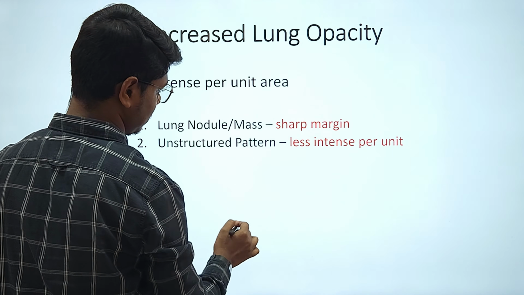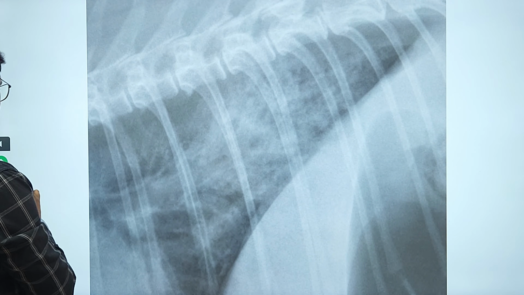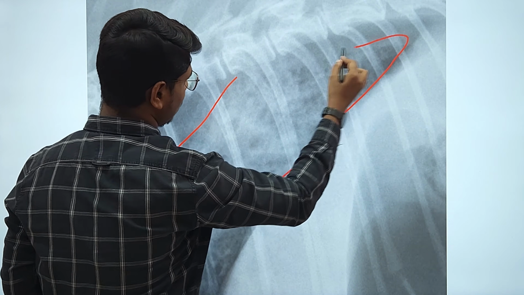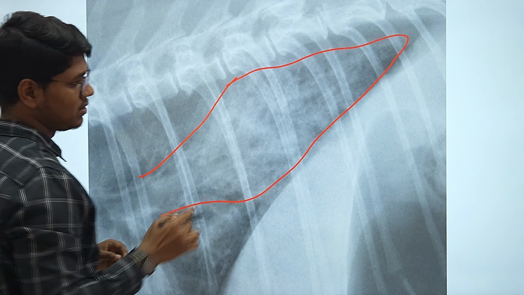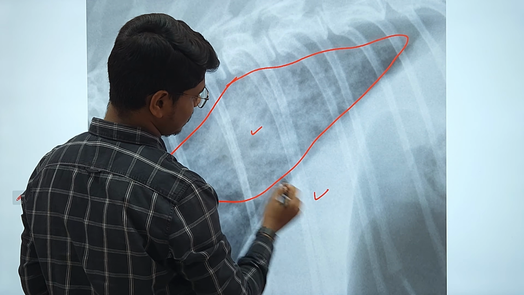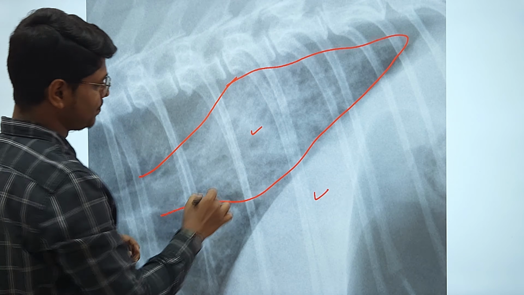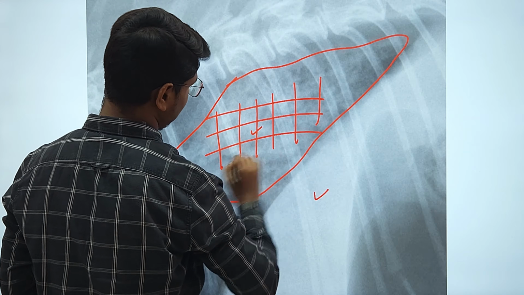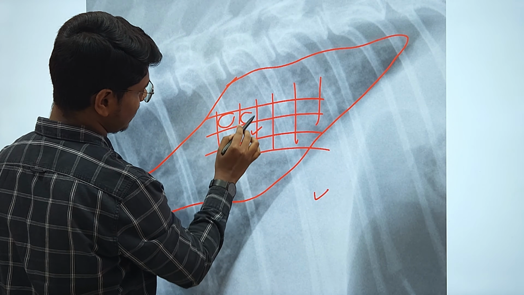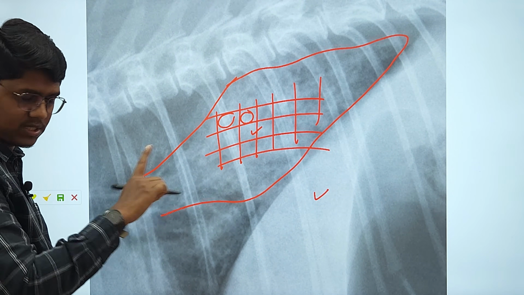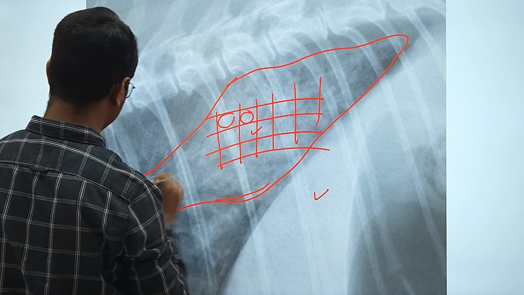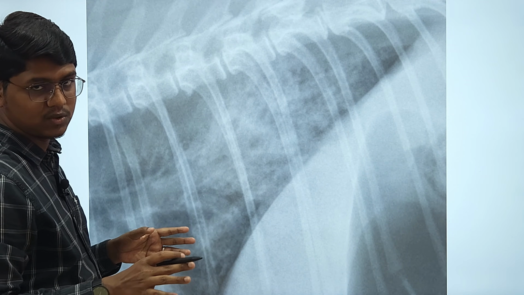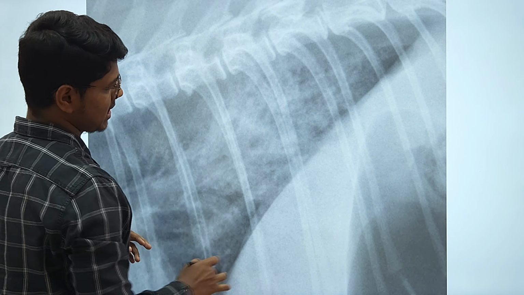So here is a radiograph. You can see the dorsocaudal region of the lungs is opacified. The opacity is nearly similar to that of soft tissue. If you divide this region into different unit areas and measure the opacity, it will be more than the unstructured one. We'll see the unstructured one later. So this is the alveolar pattern. Here there is no air bronchogram and no lobar sign, but still this is an alveolar pattern.